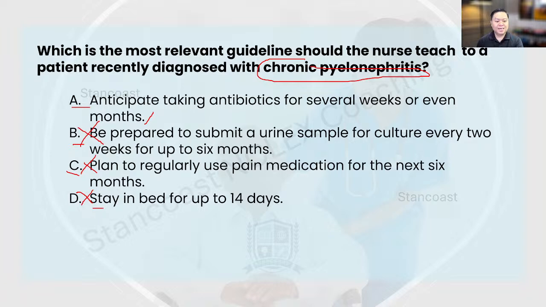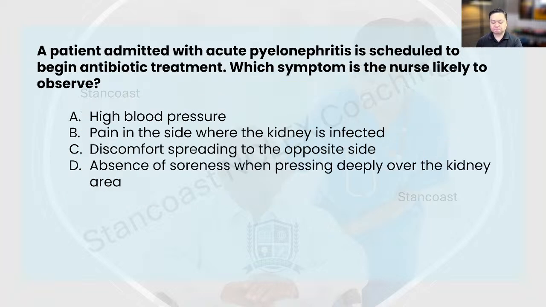All right. Now moving into the third question here. A patient admitted with acute pyelonephritis is scheduled to begin antibiotic treatment, and which symptom is the nurse likely to observe? We're talking about acute pyelonephritis. Okay. So they're scheduled to begin antibiotic treatment. So which symptom is the nurse likely to observe?